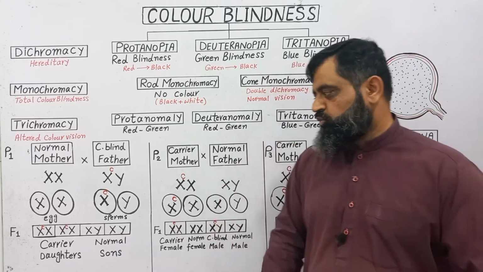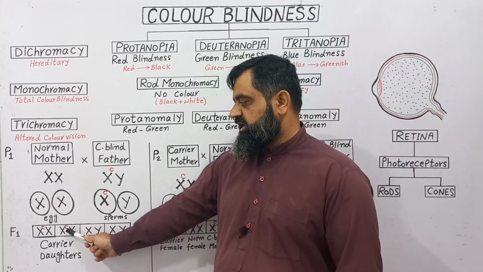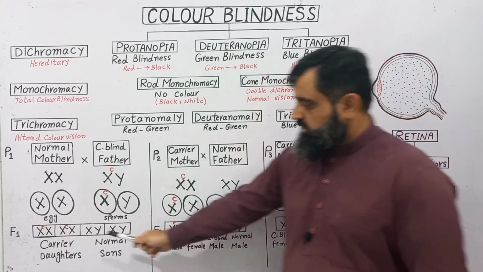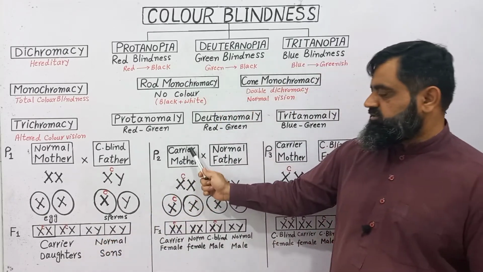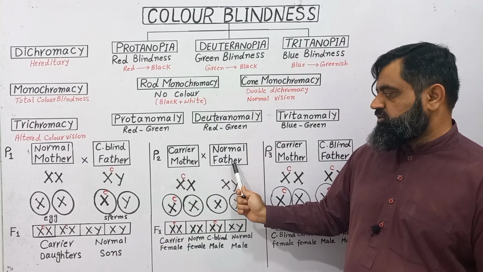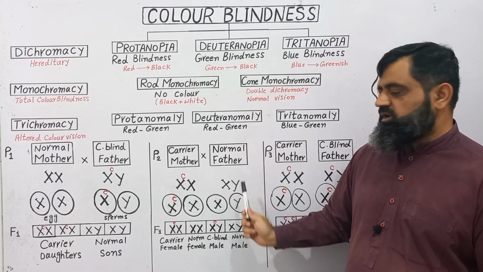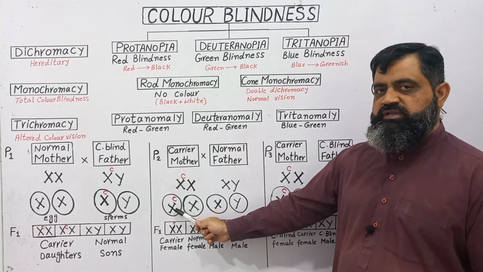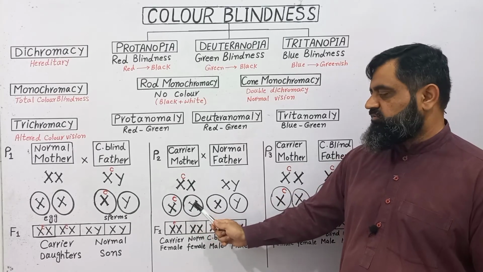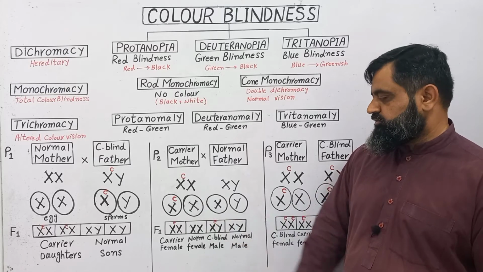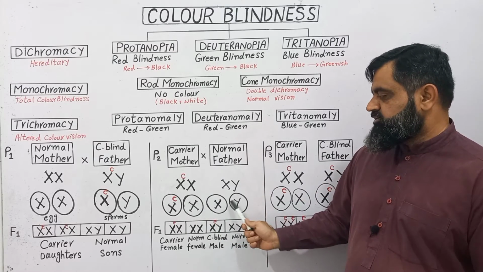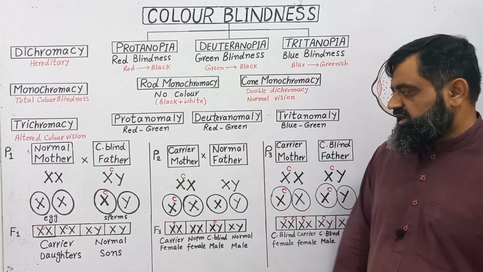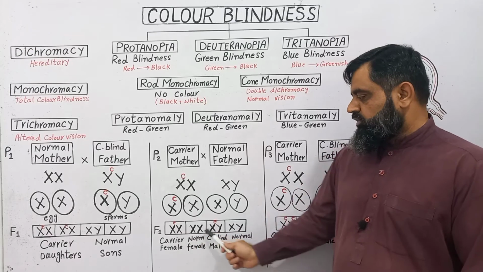In the next cross, I am going to cross this carrier daughter with a normal father. So I am going to take this carrier daughter right over here. This is a carrier mother now, and the father is normal, and they both got married. During gamete formation, eggs are produced. One egg has the colorblind chromosome and one egg has the normal chromosome. In the same way, the male sperms are both carrying normal chromosomes. In the progeny, in the F2 generation, there are 4 offspring.